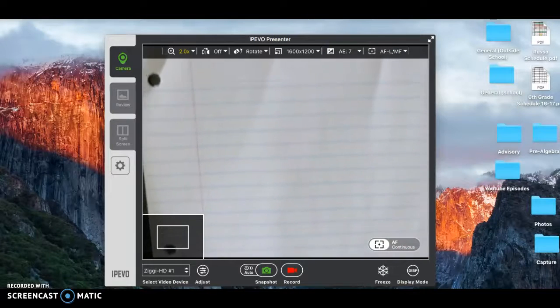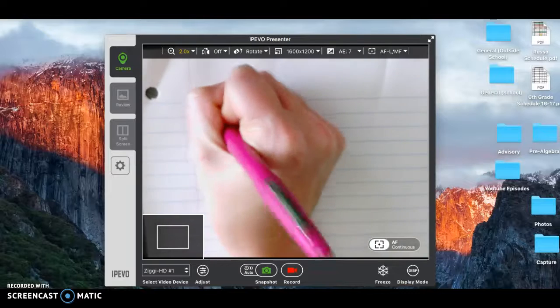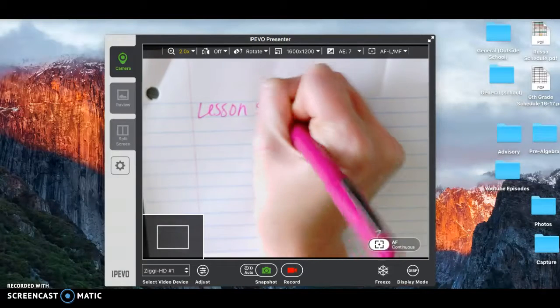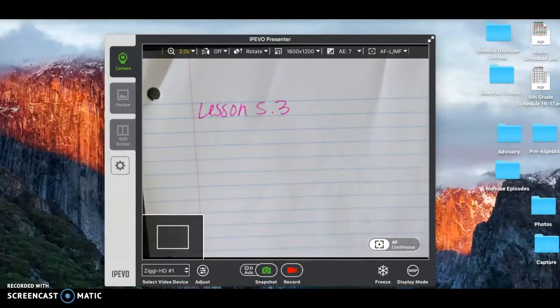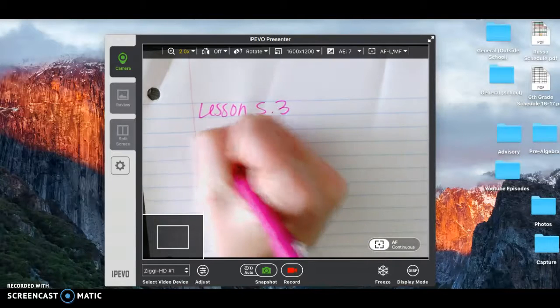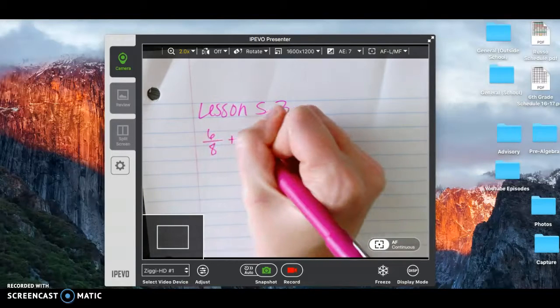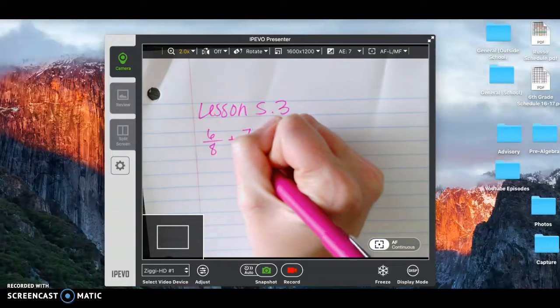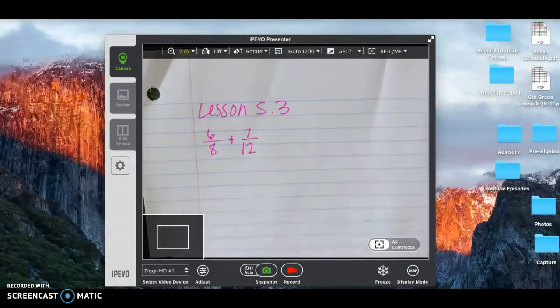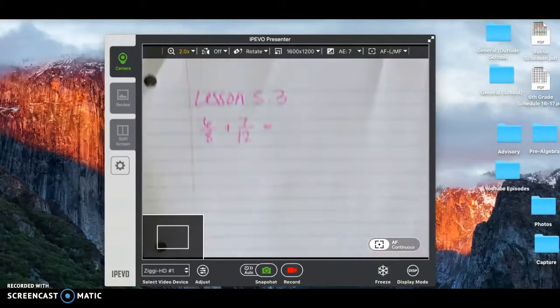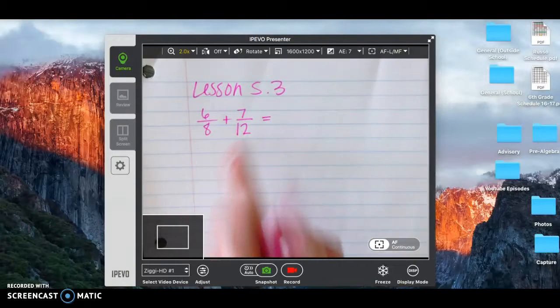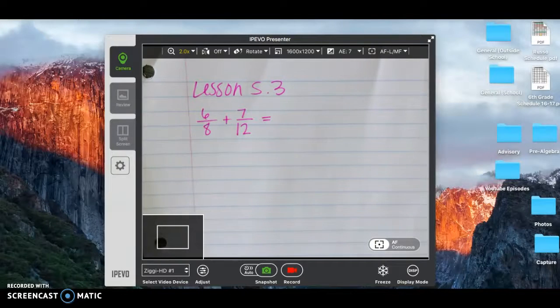Then we worked on lesson 5.3, which was when the denominators are different. So if the denominators are different, for example, 6/8 plus 7/12, and I want to add these 2 fractions. I notice that their denominators are different, right? I have different denominators, so that means the piece sizes are different. So I need to find a common denominator.